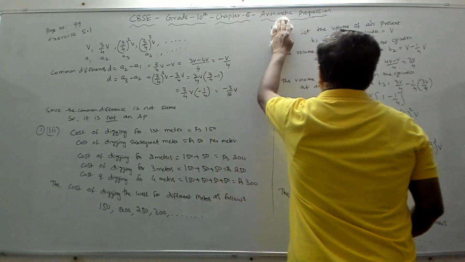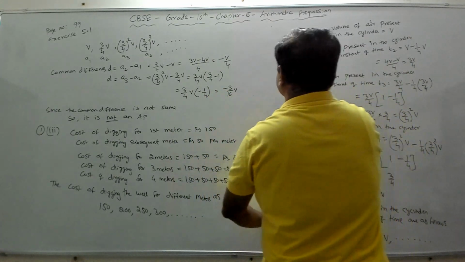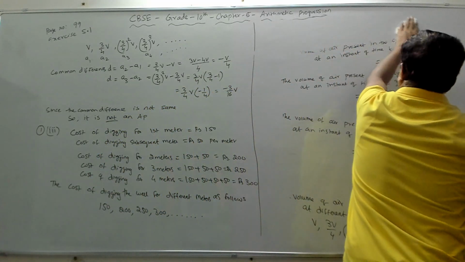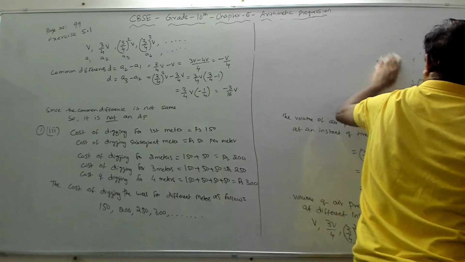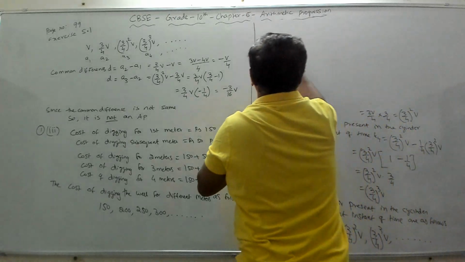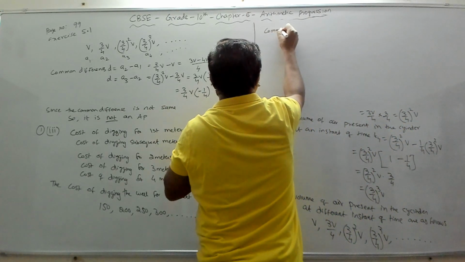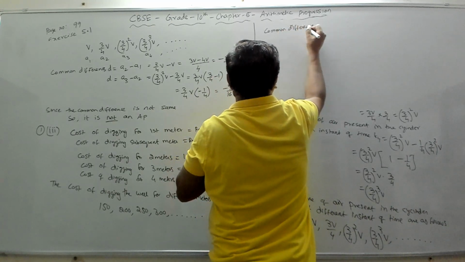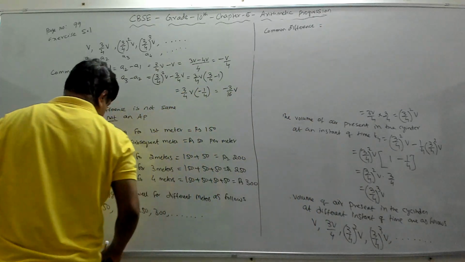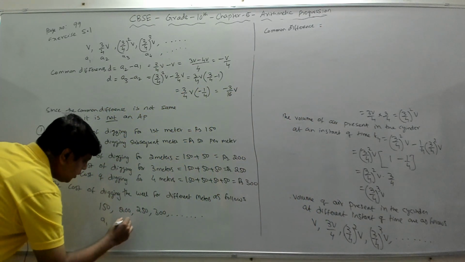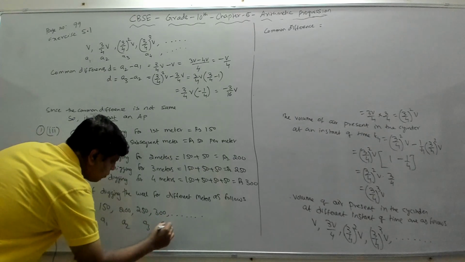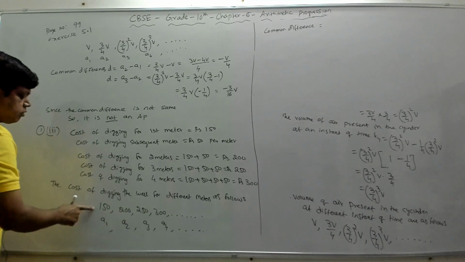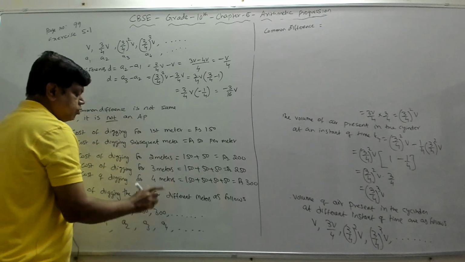Now what we should do? We should check whether the common difference is same. Now let's try to find the common difference. So the common difference is what? Now these are the numbers. So we call this as A1, this is A2, A3, and this is A4. A1 is 150, A2 is 200, A3 is 250, A4 is 300.